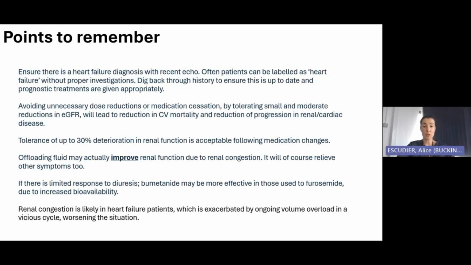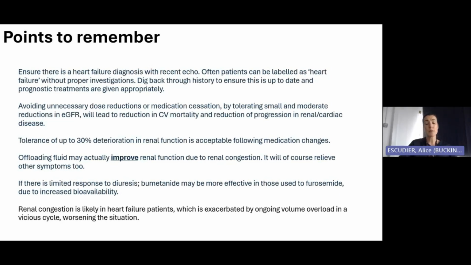Avoiding unnecessary dose reductions or complete cessation of medications by tolerating those small changes in the renal function will ultimately lead to a reduction in cardiovascular mortality and a reduction in progression of disease. So it's really important that we hang on in there, allow the renal function to dip and then improve. So that tolerance of up to 30% deterioration is okay. Offloading fluid might actually improve the kidney function if we can relieve renal congestion. So another reason to get the treatment on board and allow those initial changes to happen.